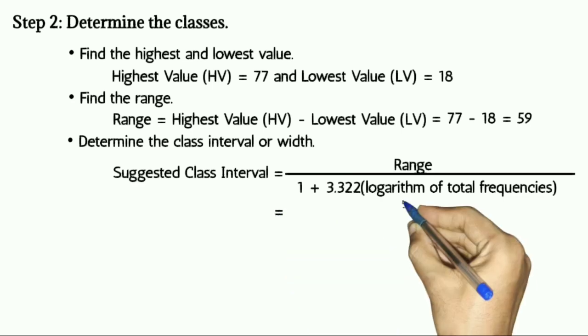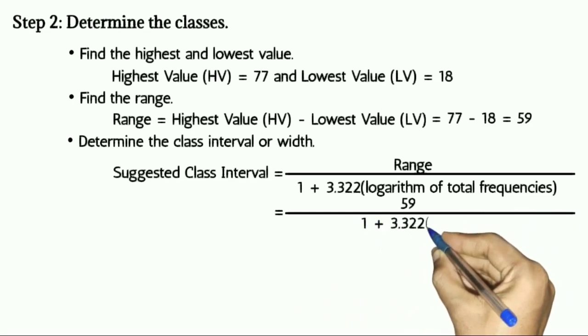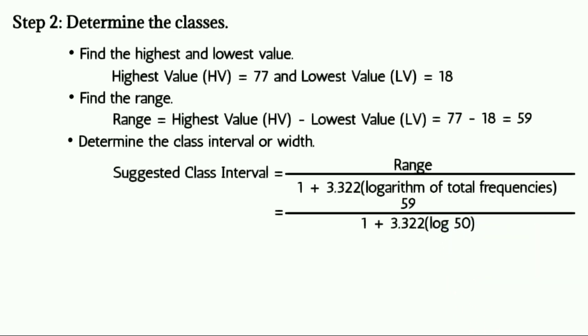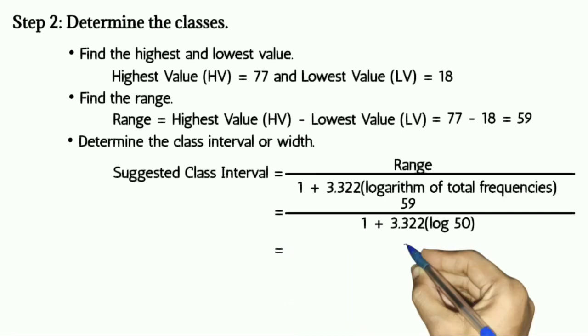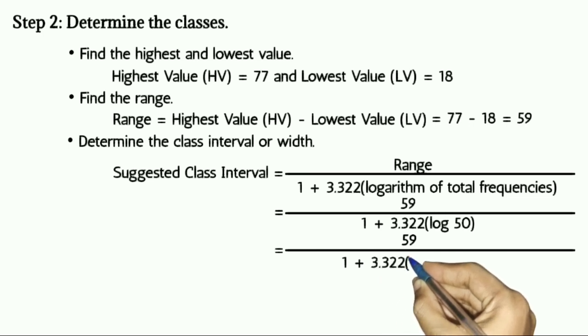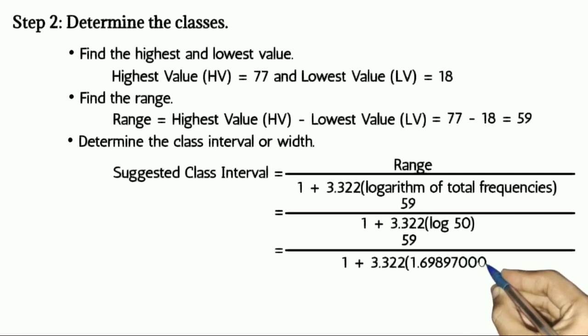Ang range ay 59 over 1 plus 3.322 times the logarithm of 50. In order to compute the logarithm of 50, use a scientific calculator or use the scientific calculator of your cell phone or smartphone. So that will become 59 over 1 plus 3.322 times 1.6989700043.